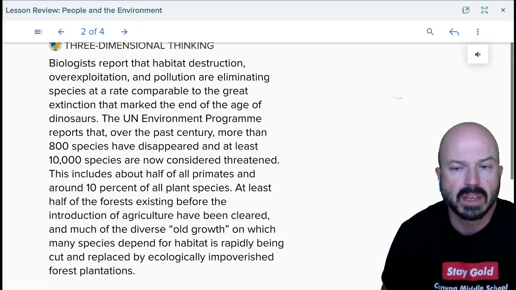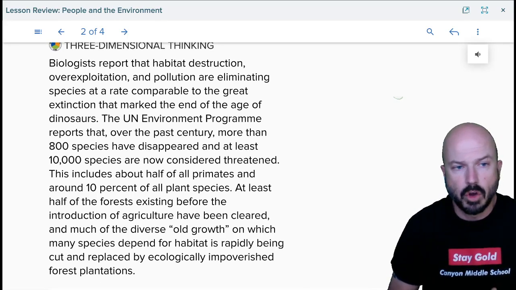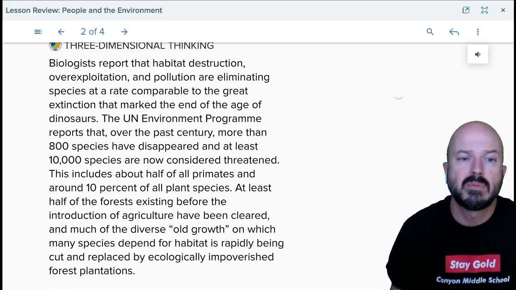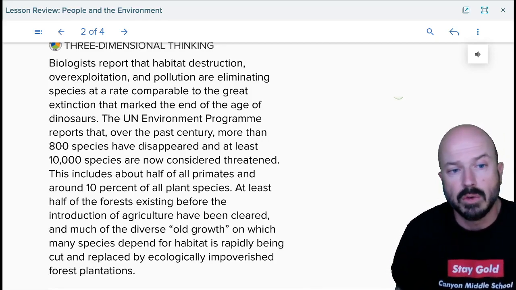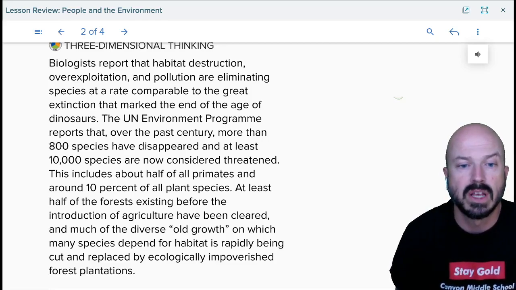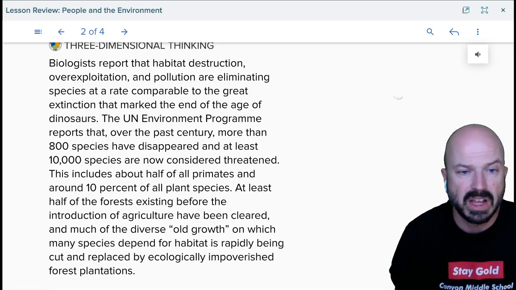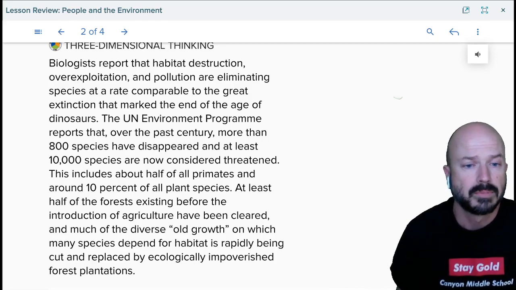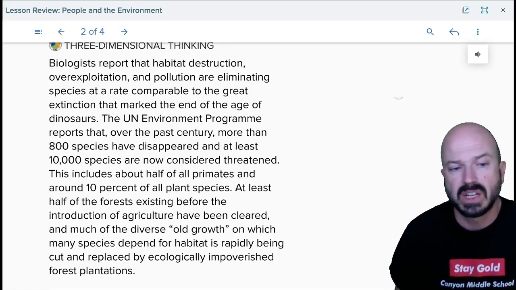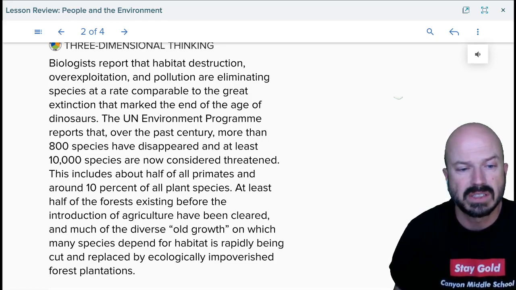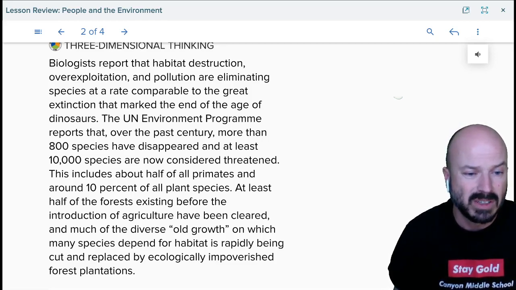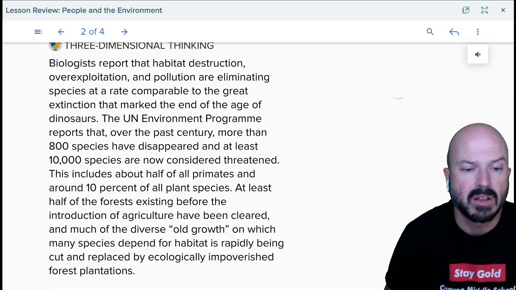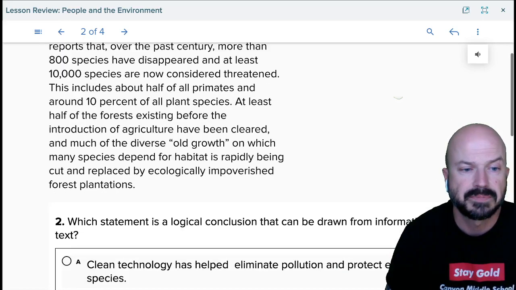Then we've got a little three-dimensional thinking. Biologists report that habitat destruction, overexploitation, and pollution are eliminating species at a rate comparable to the great extinction that marked the end of the age of dinosaurs. The UN Environment Programme reports that over the past century, more than 800 species have disappeared, and at least 10,000 species are now considered threatened. Wow! This includes about half of all primates and about 10% of all plant species. At least half of the forests existing before the introduction of agriculture have been cleared, and much of the diverse old growth on which many species depend for habitat is rapidly being cut and replaced by ecologically impoverished forest plantations.